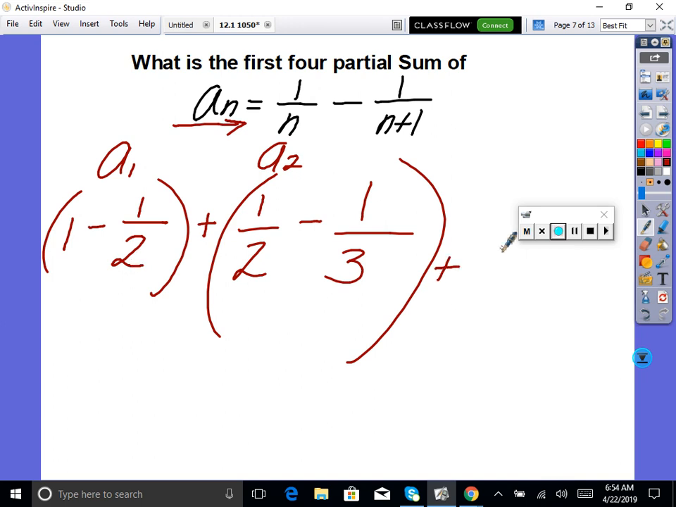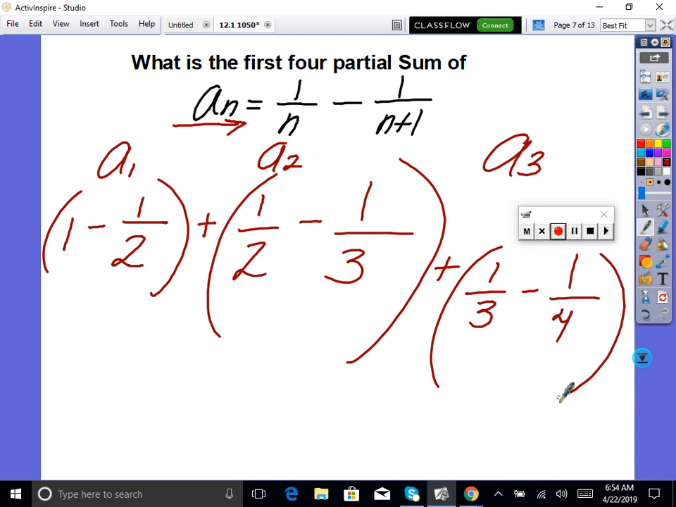Then we have plus, parentheses. Let's find a sub 3. Guys, this is 1/3 minus 1/4. We're finding the first 4, so we have 1 more, plus, parentheses, plugging it in, so we're finding a sub 4, plugging in 4, so that'd be 1/4 minus 1/5.